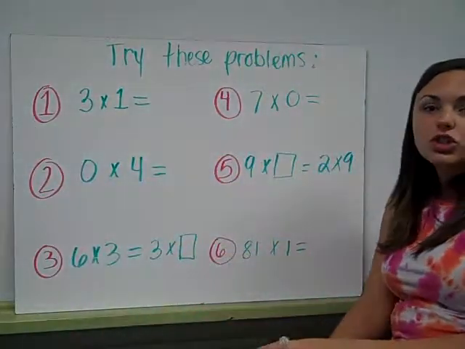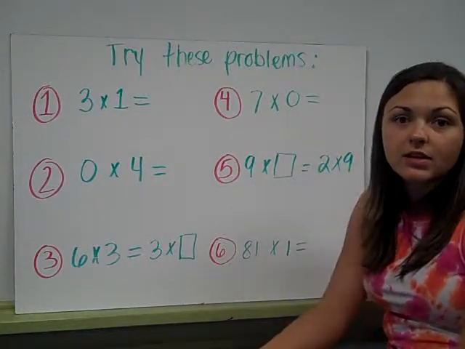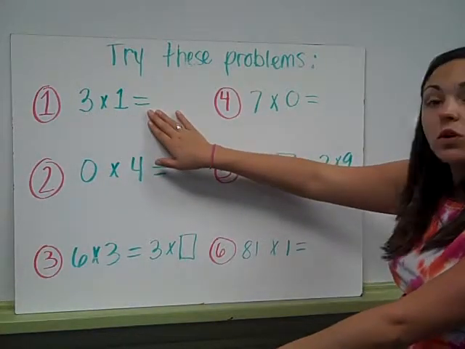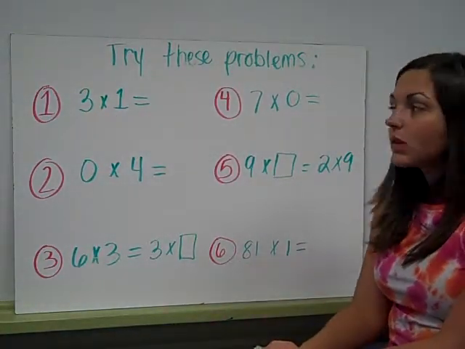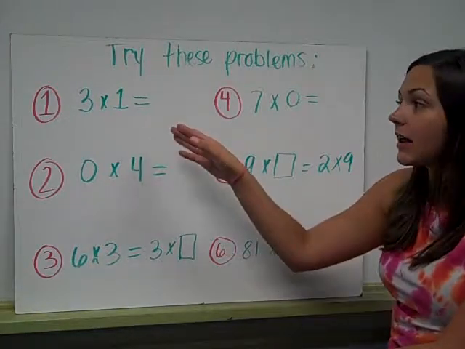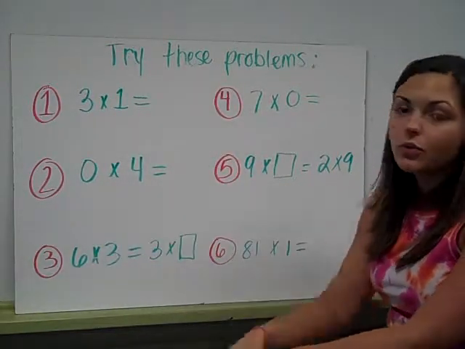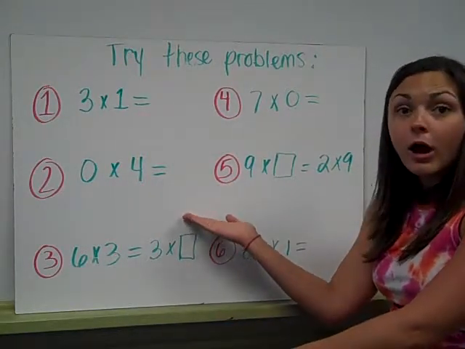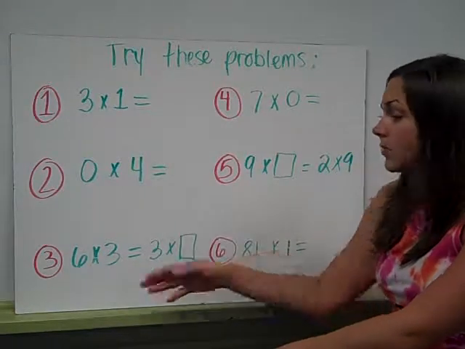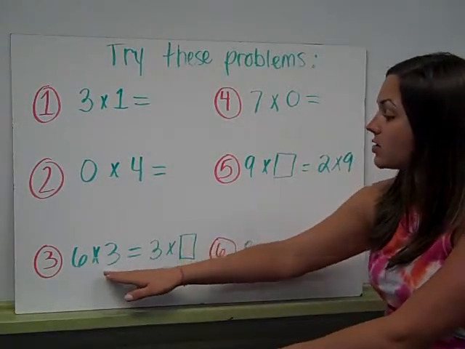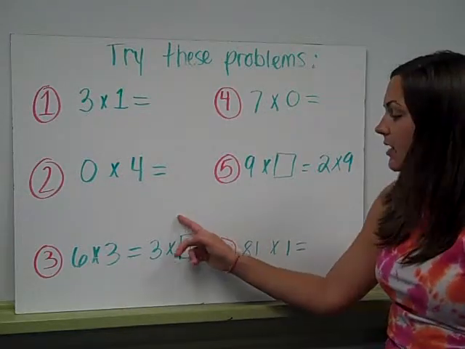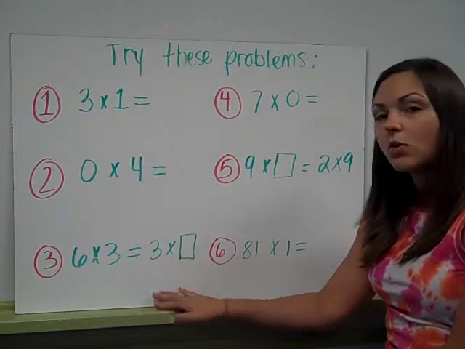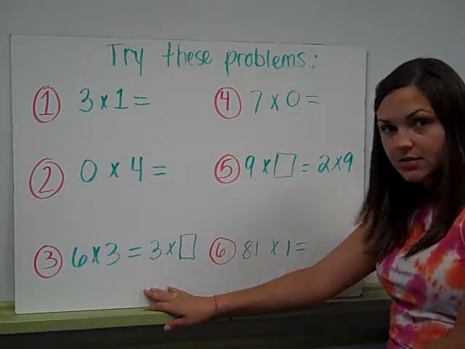Now, I want you to try these problems on your own and come to class tomorrow prepared to review them. Number 1, 3 times 1 equals what? Tell me what property and the answer, the product. Number 2, 0 times 4 equals what? Tell me the product and the property that states that product. 3, 6 times 3 equals 3 times what? This box is telling me fill in the blank. What would that number be that fits in that box? And tell me what property of multiplication this is.